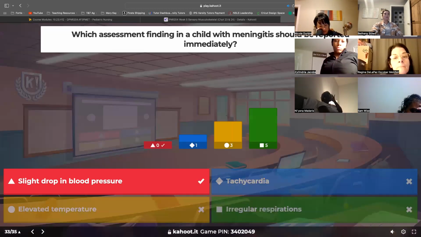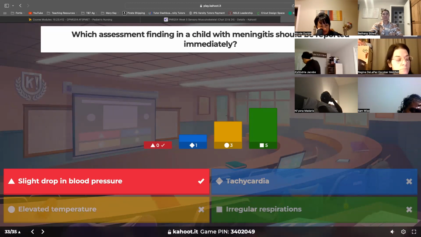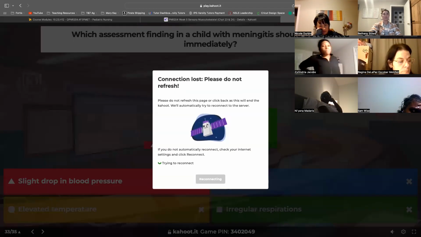A drop in blood pressure in a patient with meningitis should be reported. That's going to be a sign of sepsis, so a worsening of the infection.